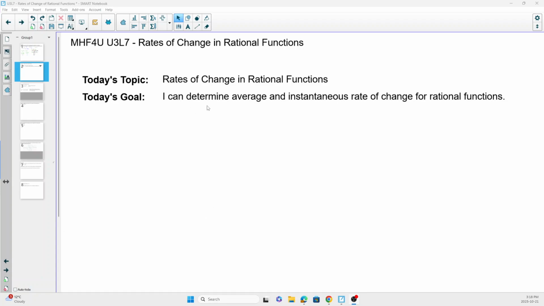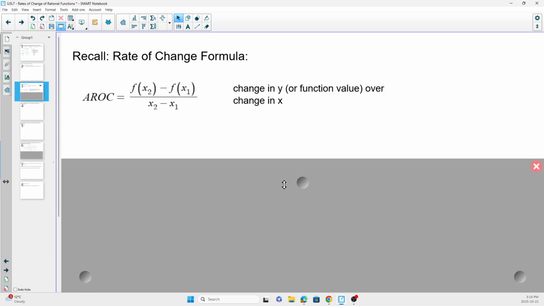All right, guys, Unit 3, Lesson 7, we're looking at determining average and instantaneous rate of change for rational functions. We've already looked at rate of change in Unit 1, and we looked at calculating the average and instantaneous rate of change of polynomial functions, and now we are expanding that to calculate the rate of change of rational functions. So our formulas still stay the exact same.